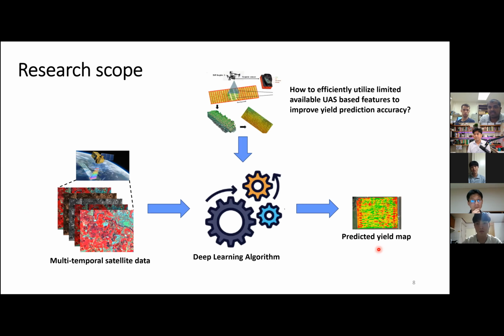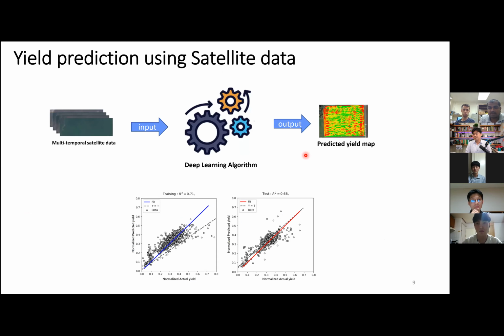But here the question is how efficiently we can utilize the limited available UAS-based features to improve yield prediction accuracy. So initial experiments were performed, setting up a baseline experiment that utilized only the multitemporal satellite data. We provide it as input to the machine learning model and predict the yield. The test R-square turned out to be 0.68. It's pretty decent, but compared to the previous results where UAS data was input, there's a lot of scope for improvement. So we assume that providing UAS-based information is certainly going to improve the results.